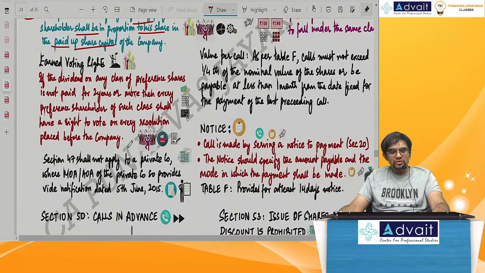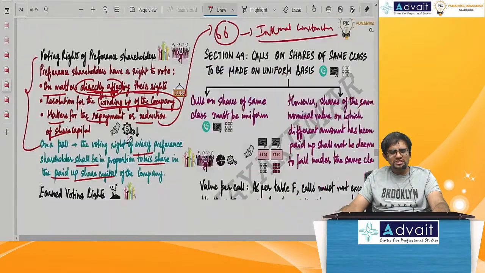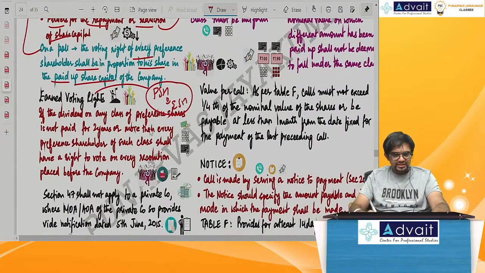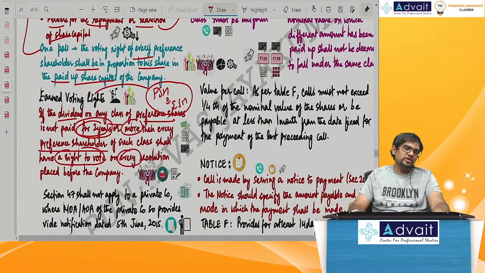Apart from that, preference shareholders will get the same right as equity shareholders in what case? If the dividend on any class of preference shares is not paid for 2 years or more, then every preference shareholder shall have a right to vote on every resolution.